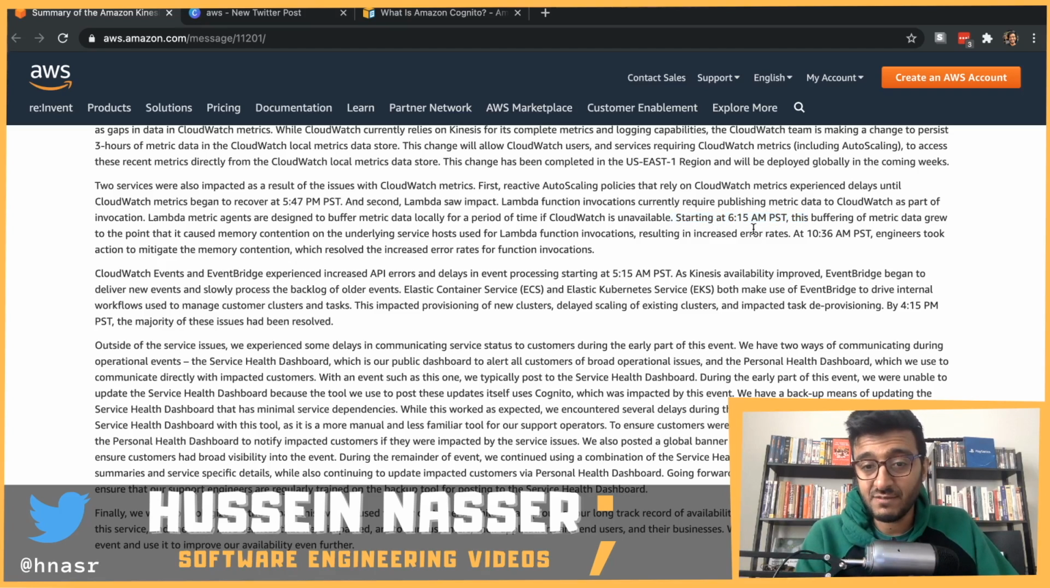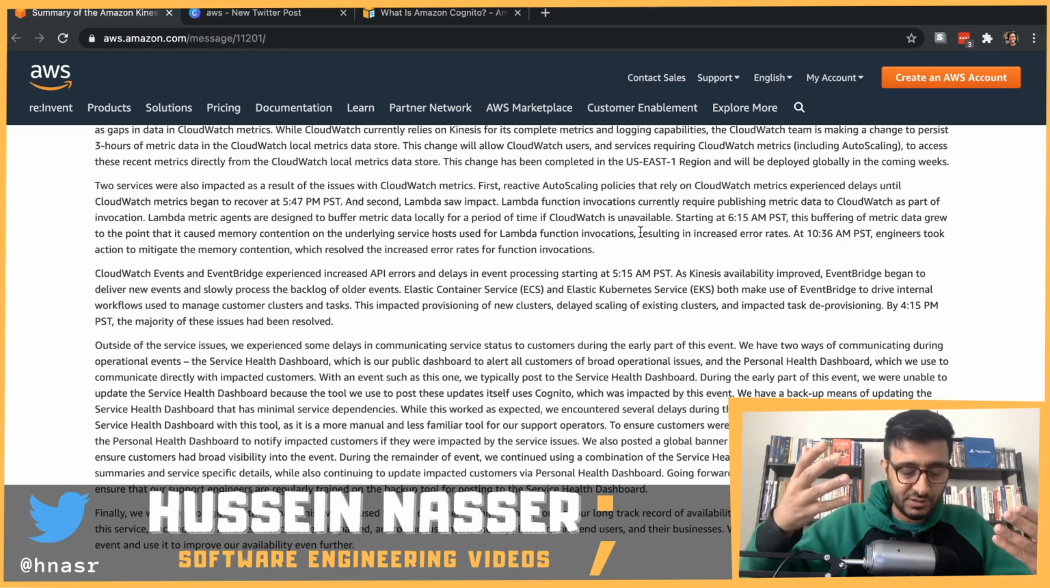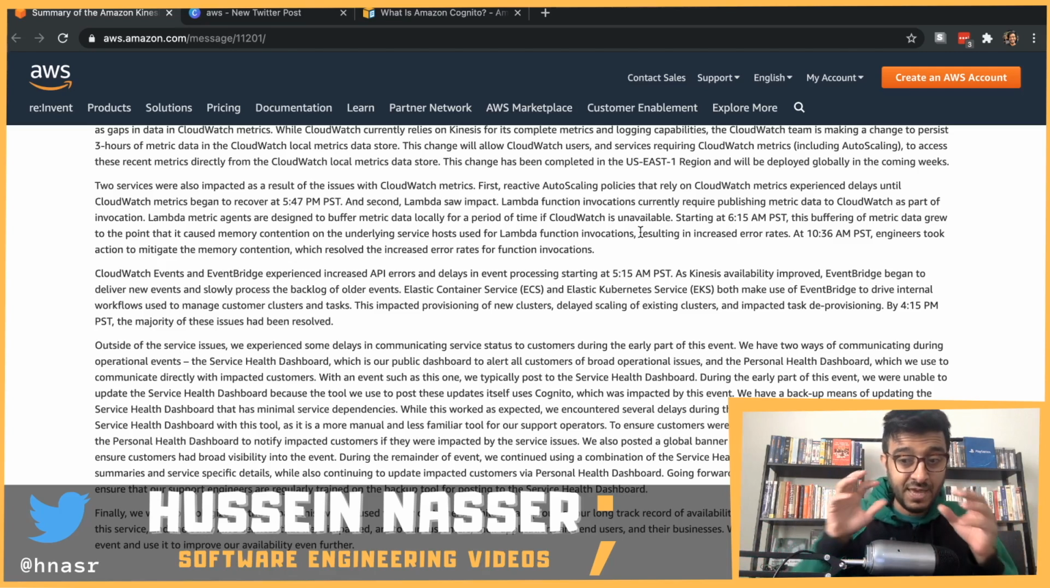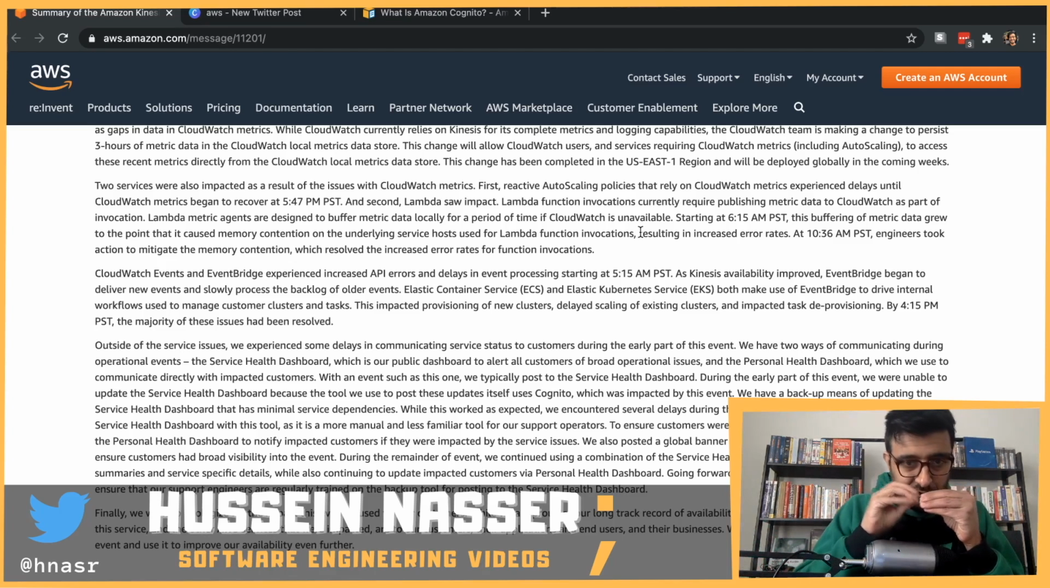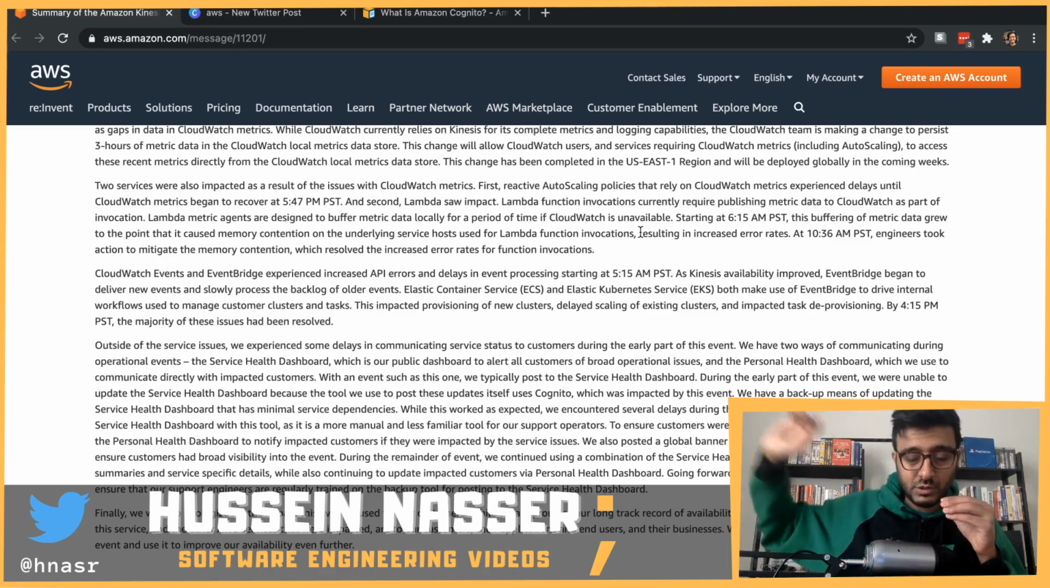Starting at 6:15 a.m., this buffered metric data grew to the point that it caused memory contention on the service's hosts for Lambda invocation. That makes perfect sense. If you have a Lambda service, you execute a serverless function. That serverless Lambda talks to CloudWatch, which talks to Kinesis, which is down, right?